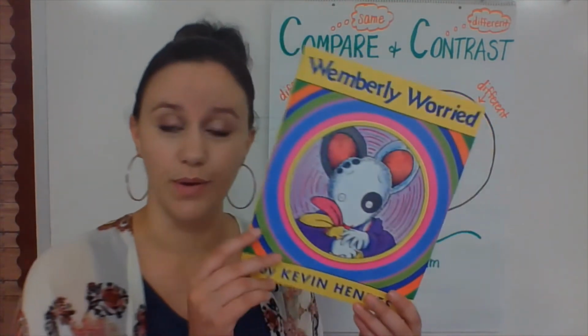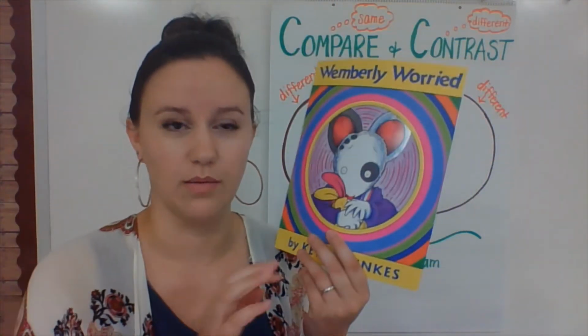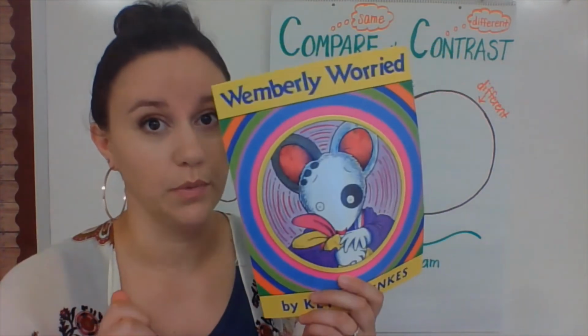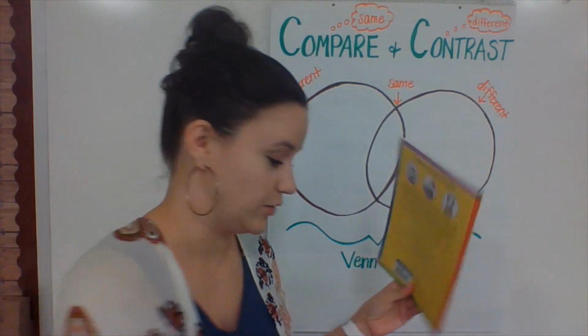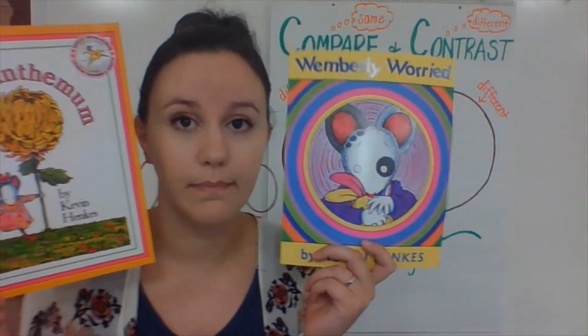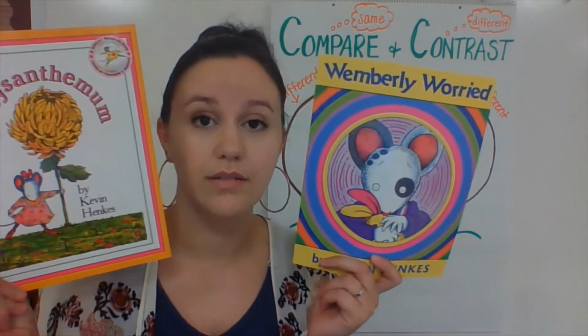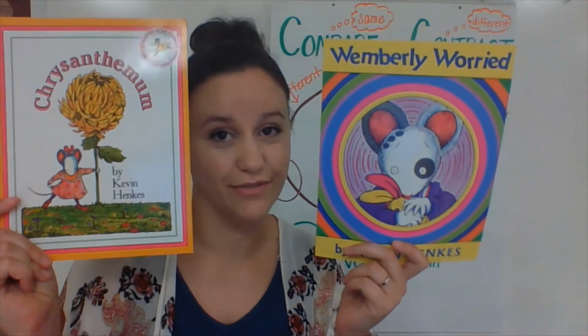And then we just read Wimberly Worried. Remember, Wimberly worried about everything all the time, and her mom and dad were always like, "You worry too much." She was really worried about school, but then she met her friend Jewel that was a lot like her in the story. So think about these two characters. Pause the video if you need to. Take some time. How are they different?